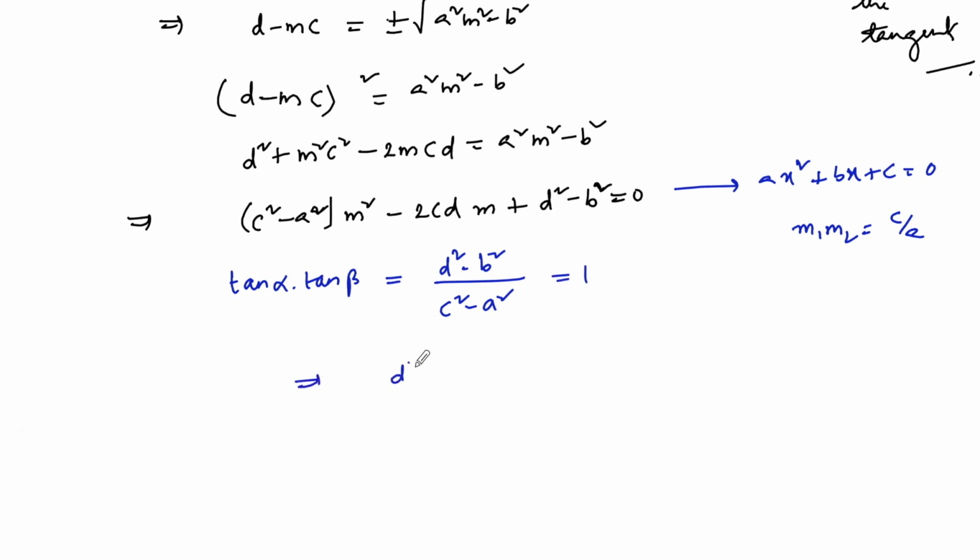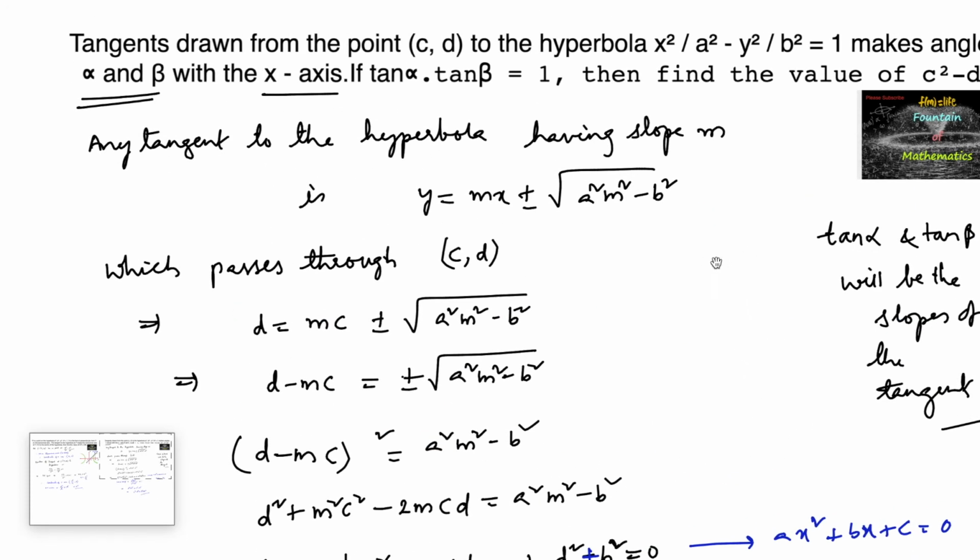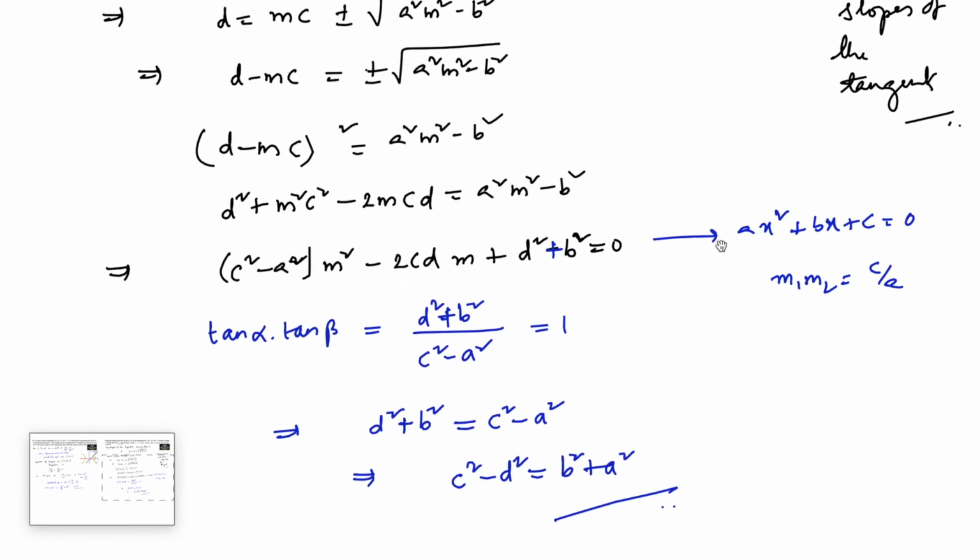So let's do cross multiplication. d² − b² = c² − a², which implies c² − d² = a² − b²... correcting, d² + b² moves across, so c² − d² = a² + b². Hence we can say the value of c² − d² is a² + b².